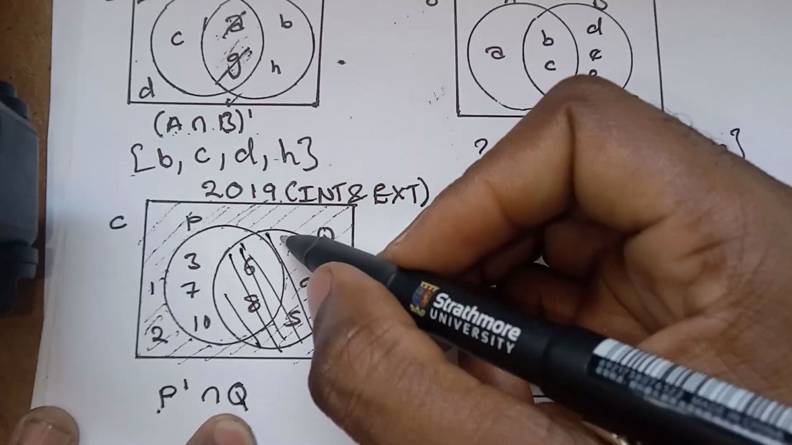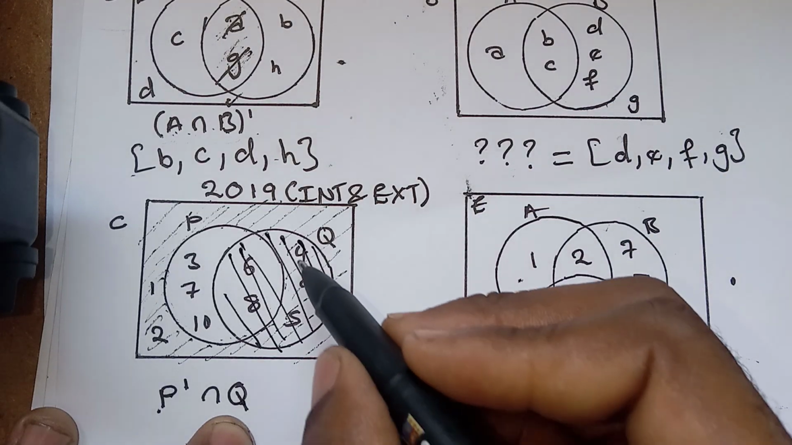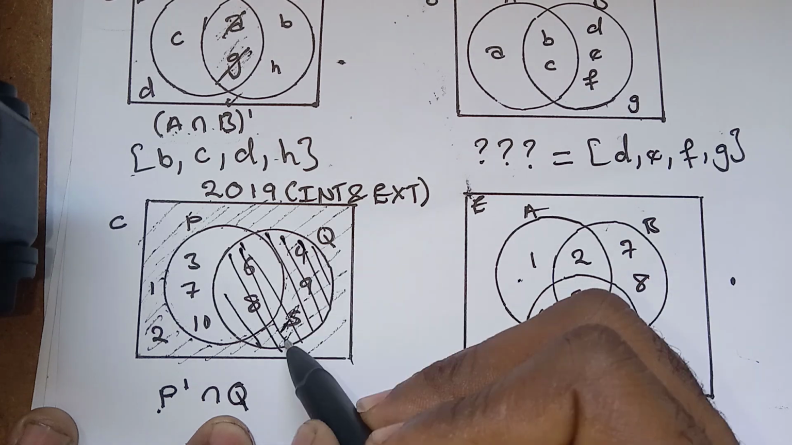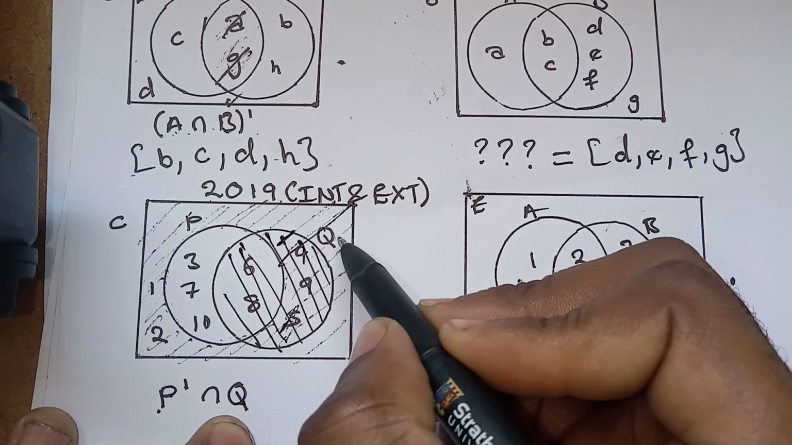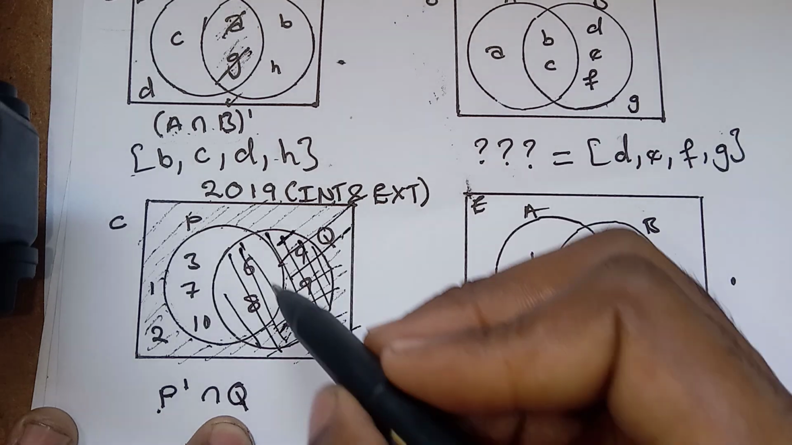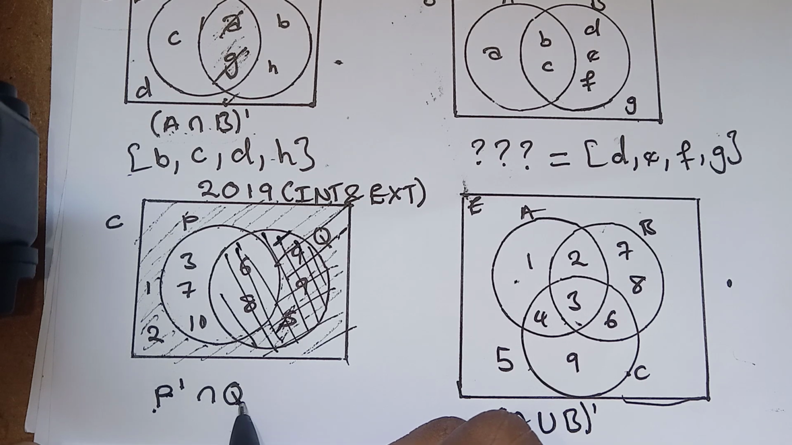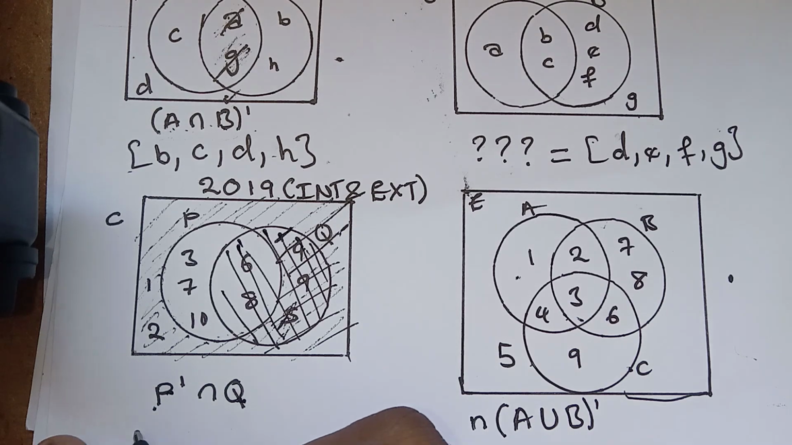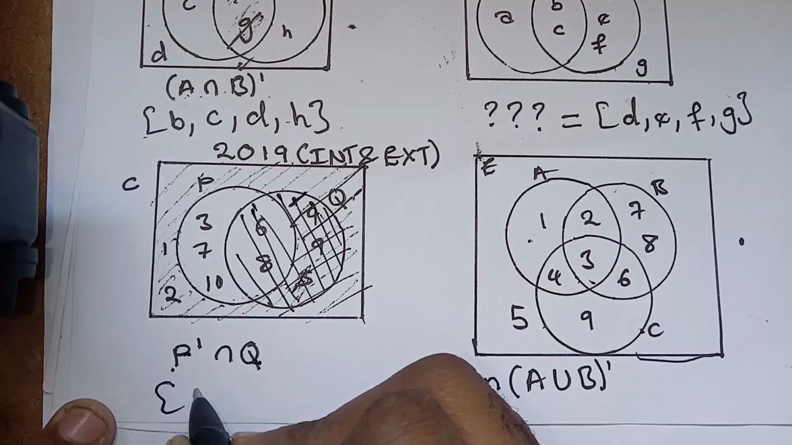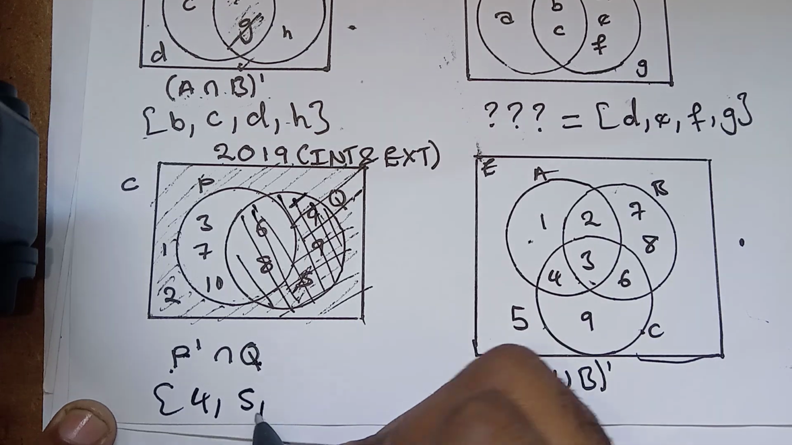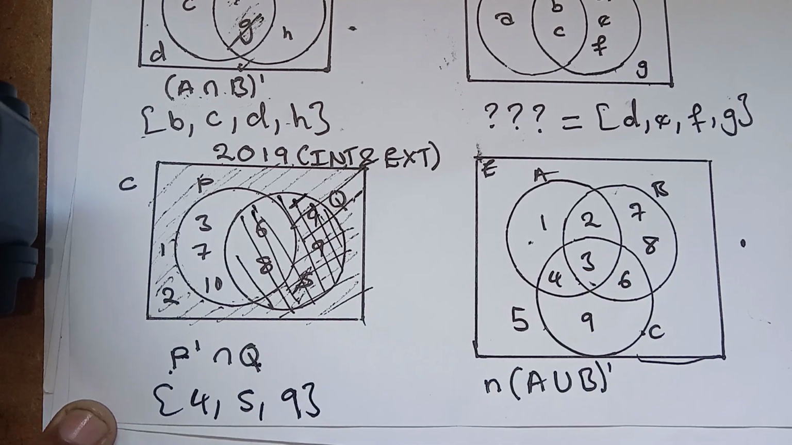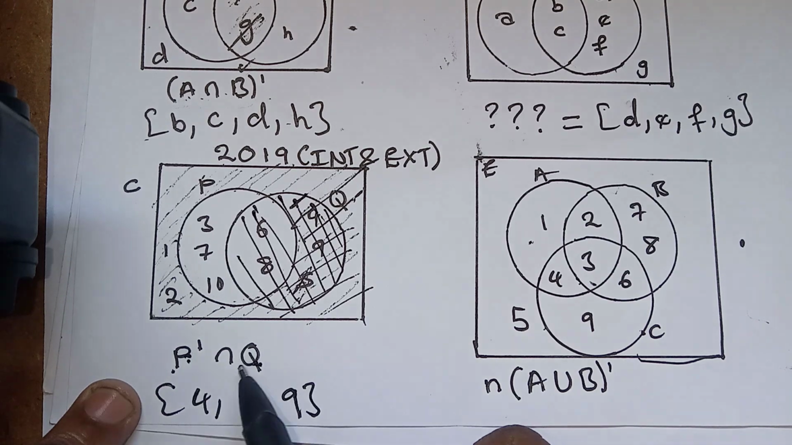If you were to shade this, you will realize that only this part here has been shaded twice. We have these lines like this, and then we have these lines like that. So in short, we want the elements which are outside P, but are also in Q. So those elements are these. Now I can't even see my numbers. I think we have a 4, a 5, and a 9. So this is the set P complement intersection Q.